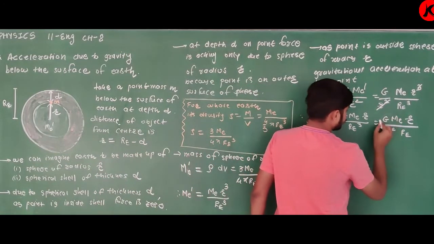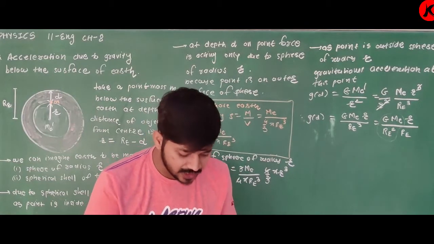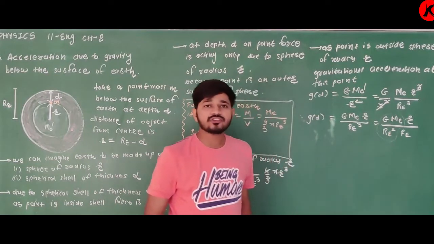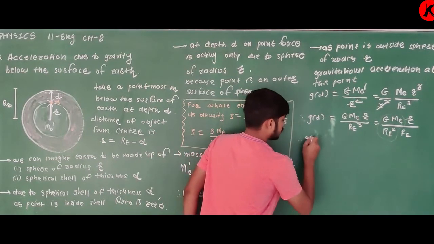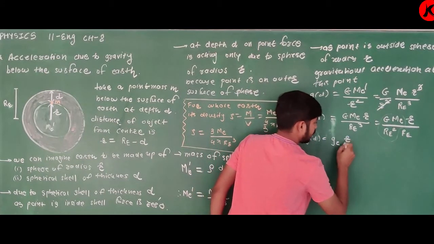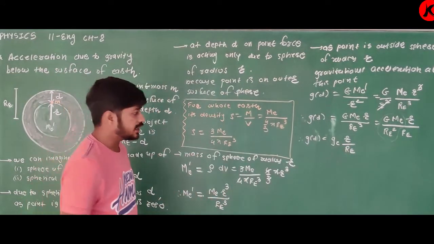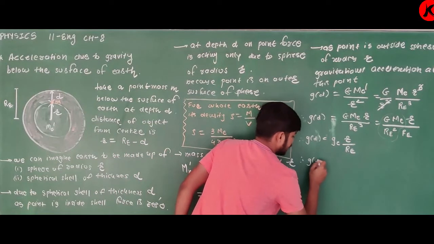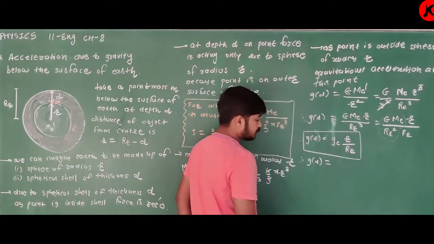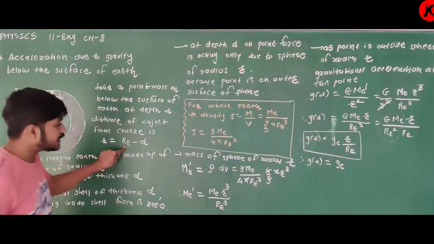So see, what is this? G ME upon RE square is nothing but GE. So therefore Gd is equal to GE r upon RE. One equation you have to remember. Another equation: Gd is equal to GE r, where r is equal to RE minus d.